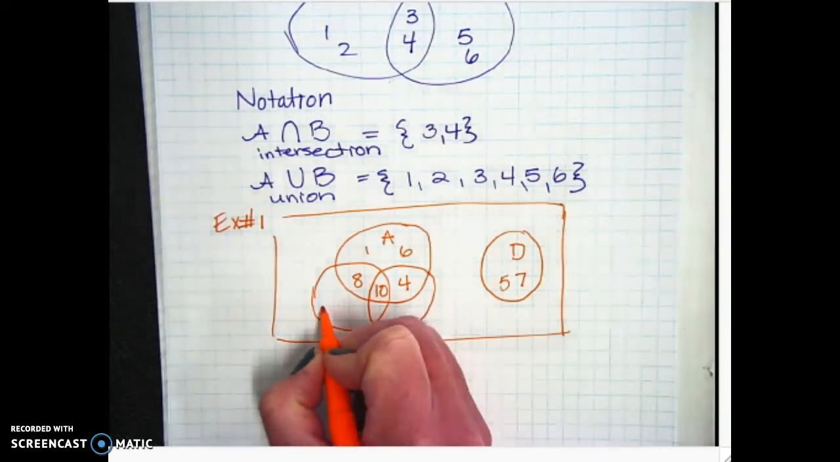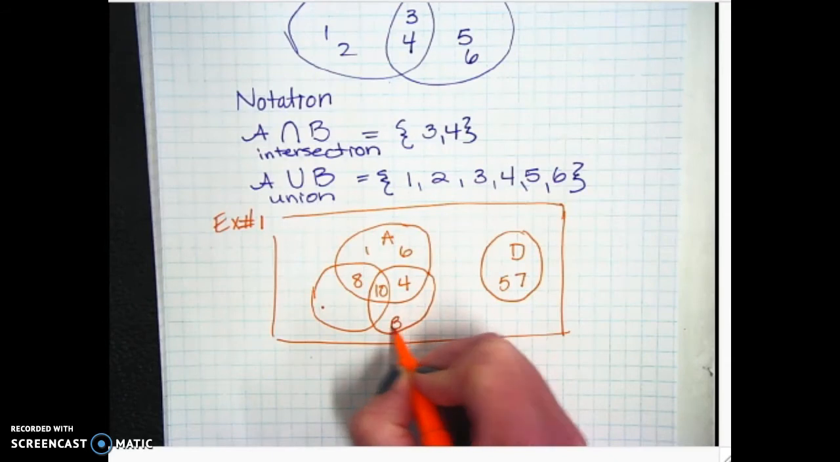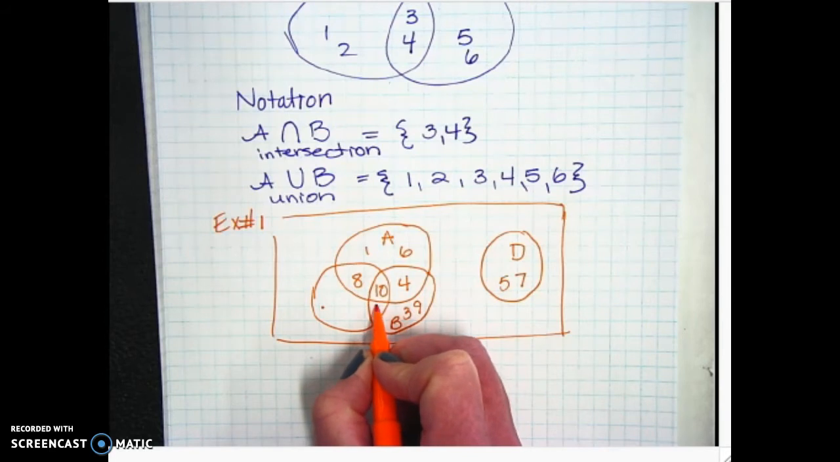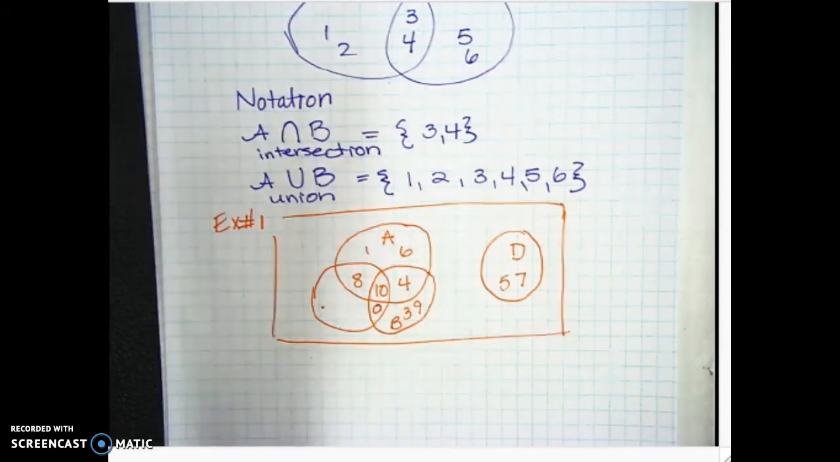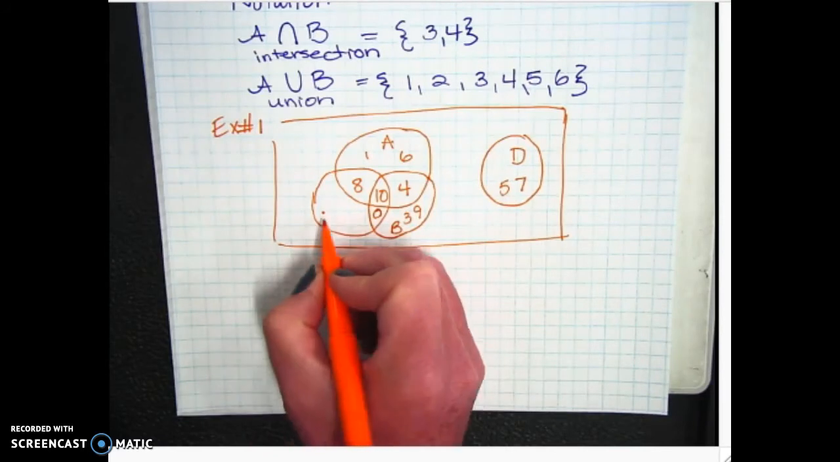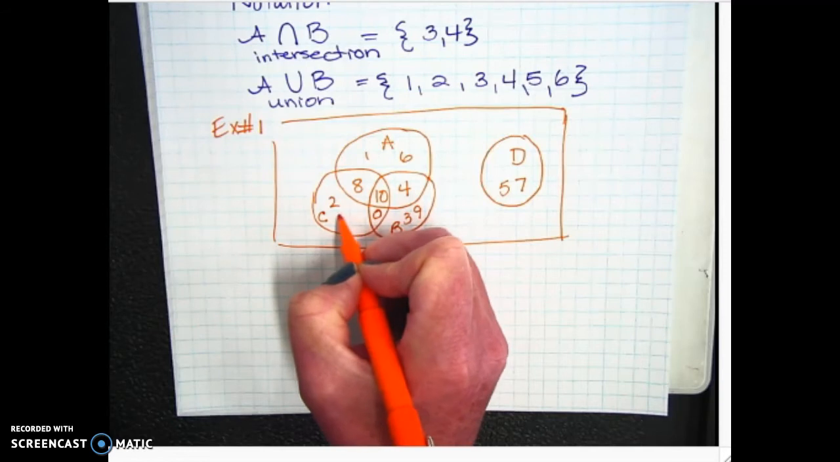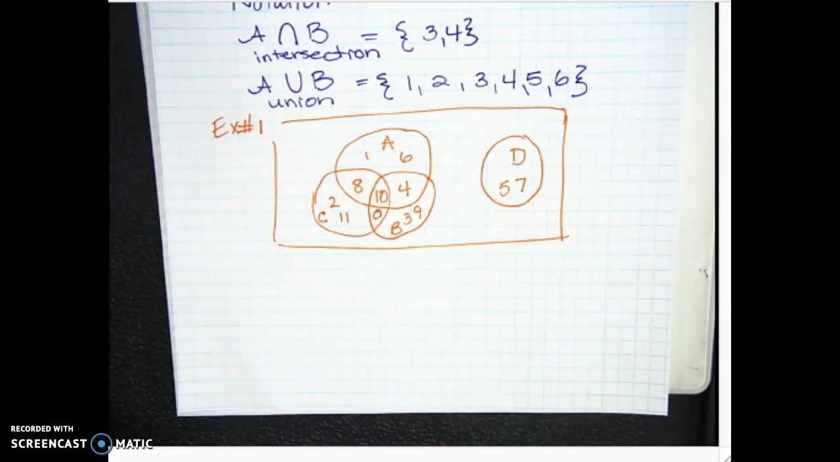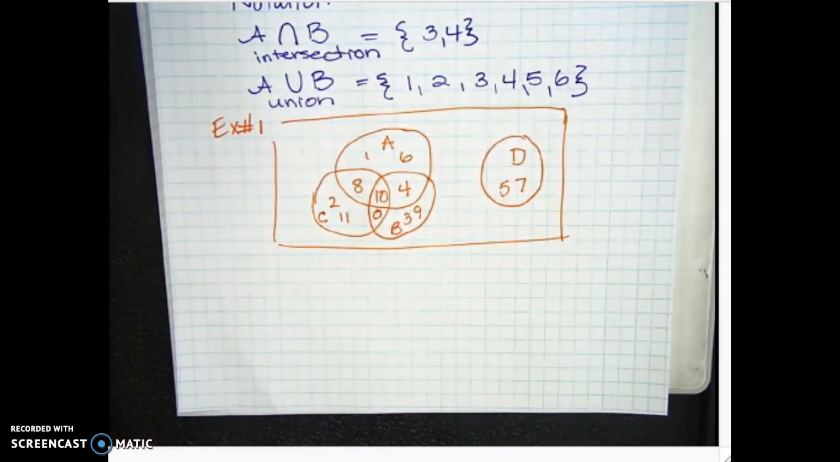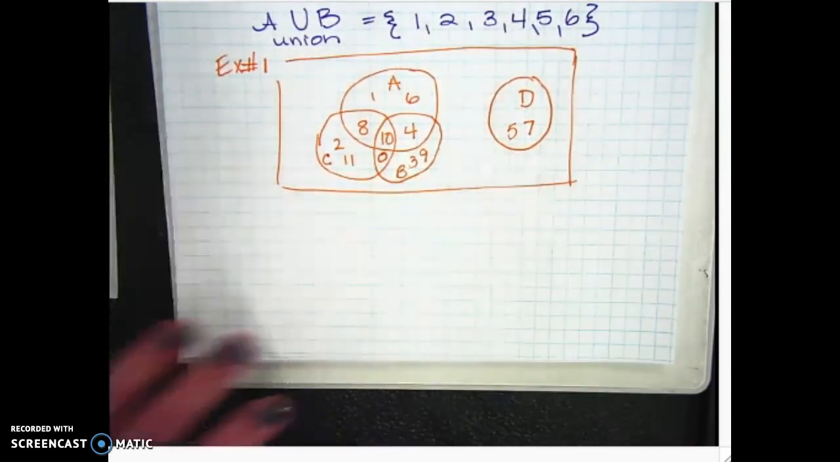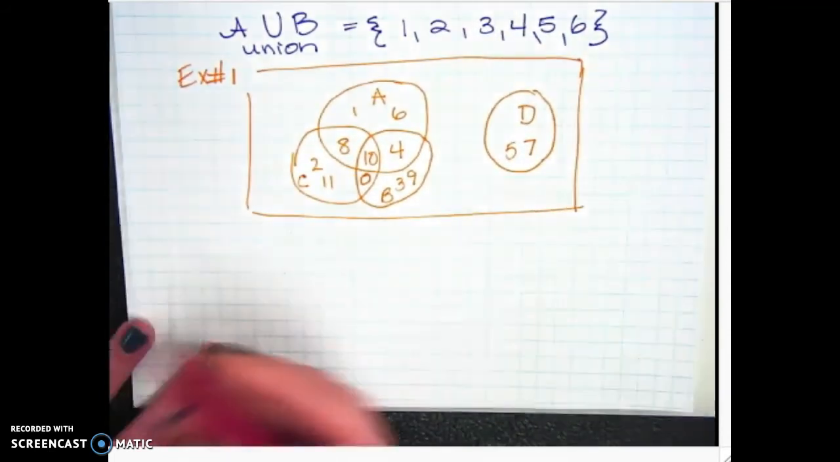Well, let's do B. B's over here. B has 3 and 9, and then 10 and 0. And then this one is C. It has 2 and 11, 8 and 10, and then 0. Okay, good. All right. More numbers, a little more complicated, and we're going to get a little more tricky.